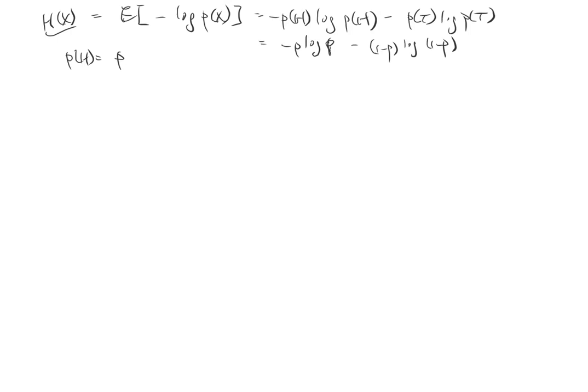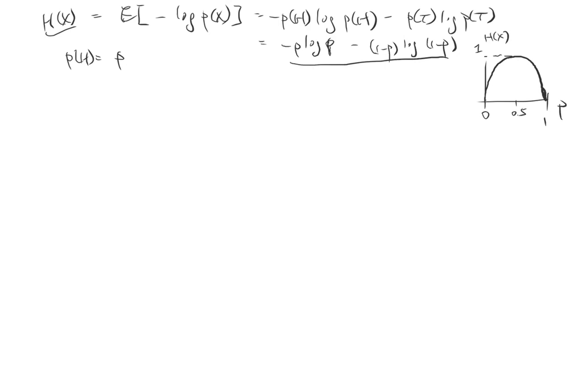If you sketch it out, p can range from 0 to 1. Here, this is 0 and this is 1. If you sketch out this curve, I'm a pretty bad drawer, I will have something like that. We'll have the peak here at 0.5. When p is equal to 0.5, Hx will be just equal to 1.